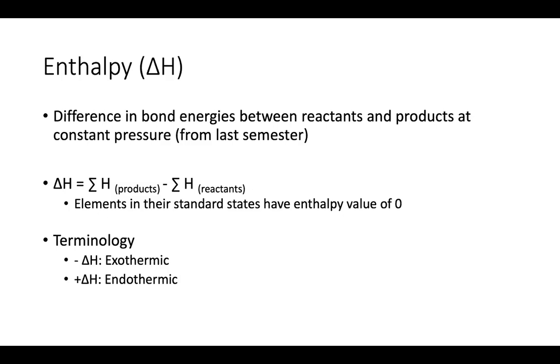Unless it's given to us, the only way we can calculate delta H is through this equation. We're going to add up the enthalpy of our products, taking the sum of that, and from that, we subtract the sum of the enthalpy of our reactants. In order to do this, they would give you a big table of values. If you ever felt like you didn't have enough values to calculate delta H, remember that elements in their standard states have an enthalpy value of 0, so they would not appear in the chart.